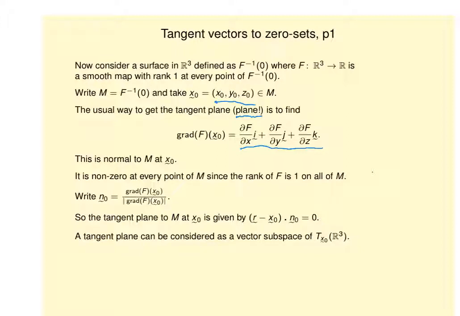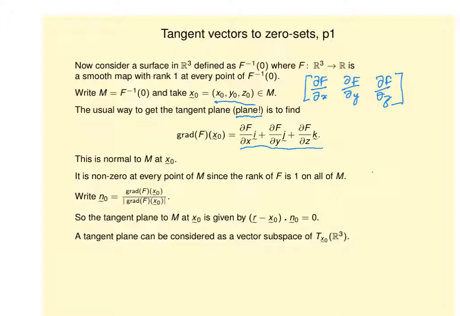The rank condition is that the derivative matrix have rank 1 at all points, and the entries of the derivative matrix, it's a row matrix, and the entries are the three partials. So at every point of M, at least one of those is non-zero, and therefore the grad is non-zero. Of course, I'm emphasizing here that the grad is a vector, whereas the derivative matrix is a matrix. And when we come to talk about these things in the general setting of abstract manifolds, they'll be quite distinct.